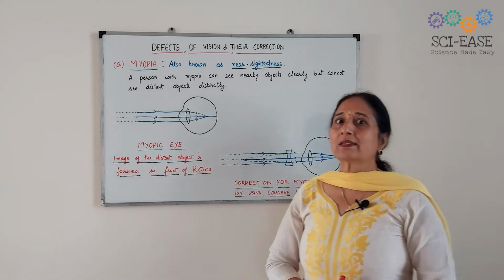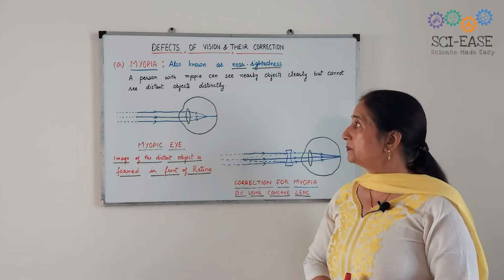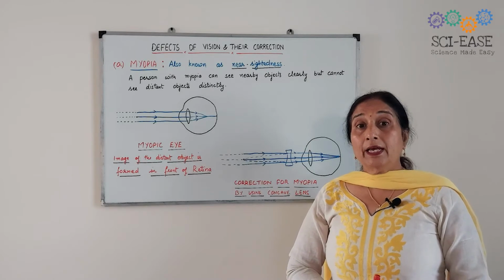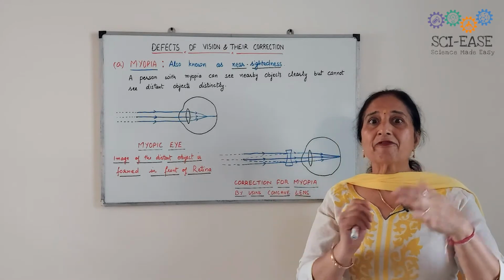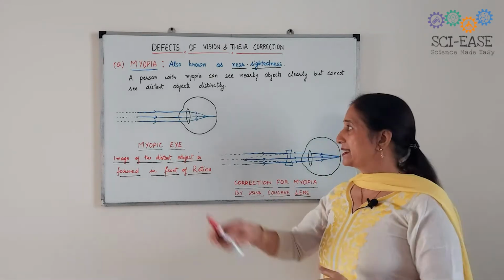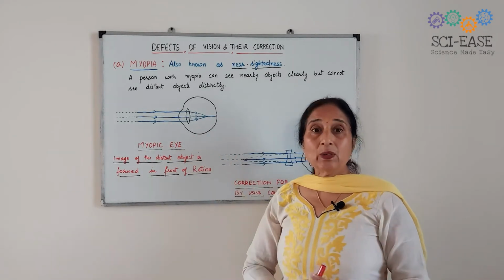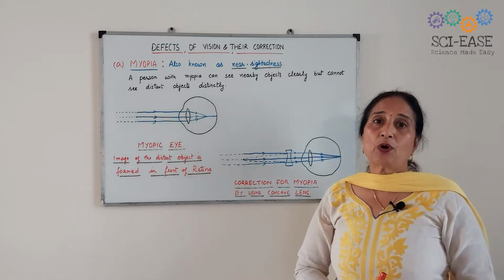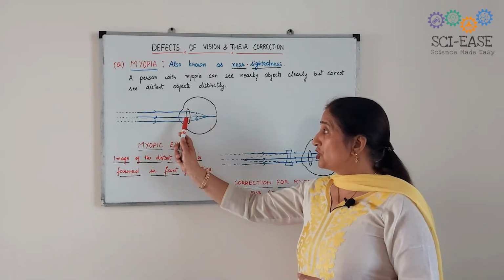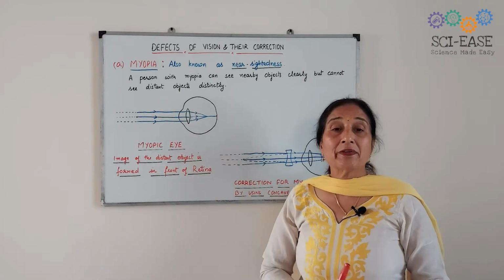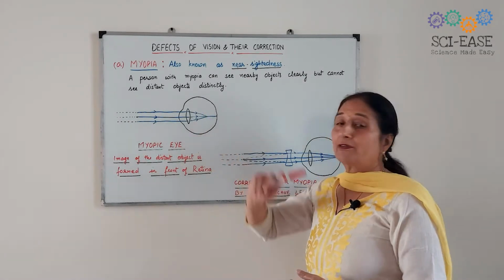So what are the causes of myopia? First, you should know, in myopia there is excessive curvature of the eye lens. And the second one is elongation of the eyeball. Here, the image is not formed on the retina, but instead it is formed somewhat in front of the retina.